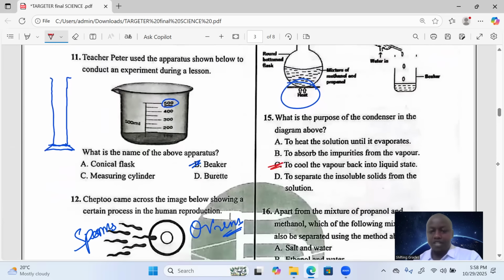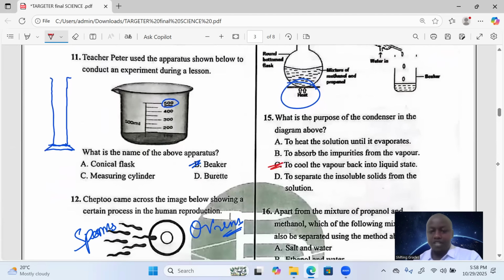But now for us to talk about cross, it has to move from the anther of a flower to the stigma of another flower of a plant of the same species. So in this case now, we mark C the most appropriate answer.